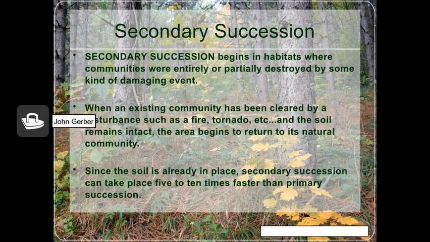Secondary succession occurs when there's a system in place that's partially destroyed by some natural occurrence. When the existing community has been cleared by fire, tornado, etc., a new community can begin. The key is soil. If soil exists, secondary succession can take place 5 to 10 times faster than primary succession on bare rock.